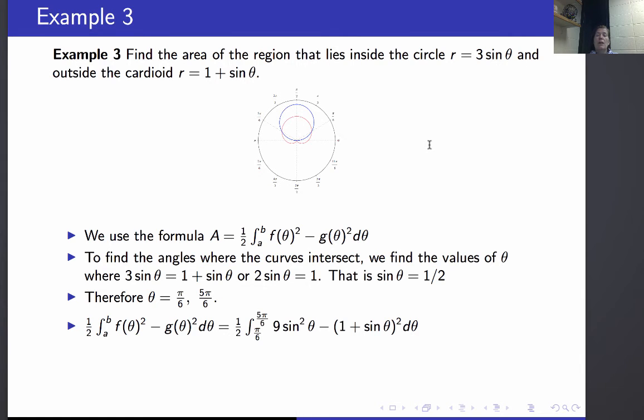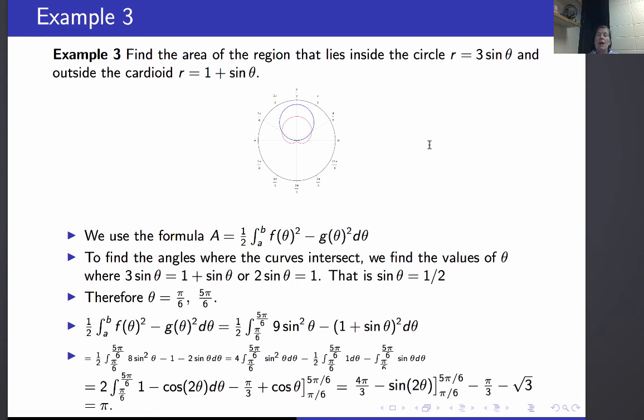So our formula becomes 1/2 the integral from pi over 6 to 5 pi over 6 of 9 sine squared theta minus (1 plus sine theta) squared. And when I expand that (1 plus sine theta) squared and cancel, I get 1/2 the integral from pi over 6 to 5 pi over 6 of 8 sine squared theta minus 1 minus 2 times sine theta.